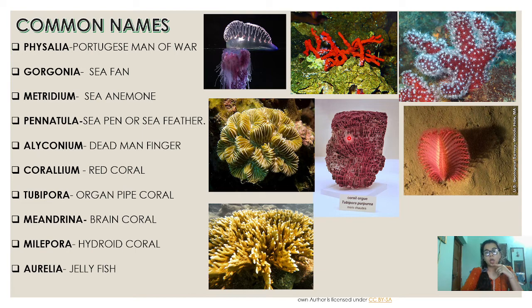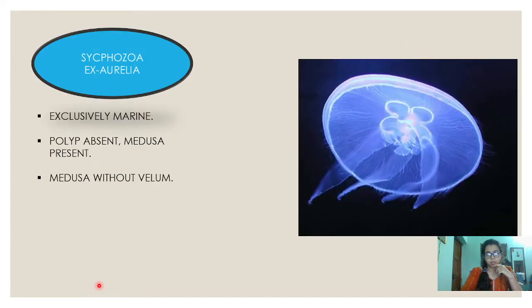Tubipora is known as organ pipe coral. This is the structure of Tubipora. Then Meandrina, that is known as brain coral. This is the structure of Meandrina. Millepora, that is the hydroid coral. This is the hydroid coral. And Aurelia is called jellyfish. I have shown you the structure of Aurelia. This is known as the jellyfish.